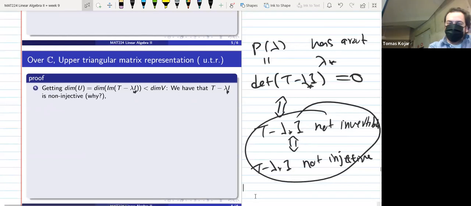All right. So it's not injective because the determinant is 0. So this map is not invertible. We'll continue on Tuesday. Okay, thank you.